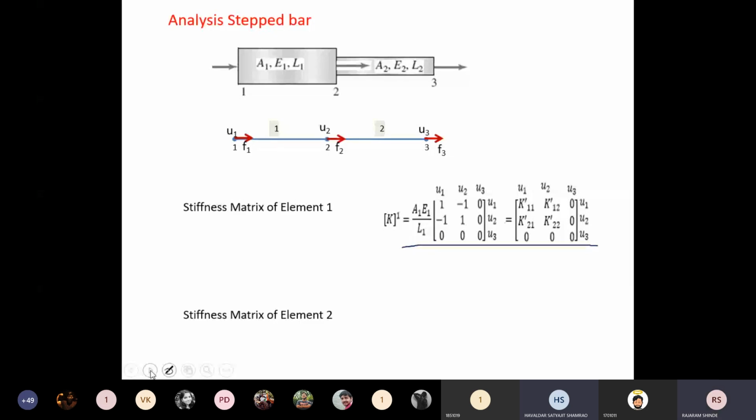Now next one. Next for element 2. Now what will be the element stiffness matrix for element number 2? Stiffness matrix for element number 2. Can anyone tell? Here you can see here. Yes. If you want to tell, you can tell.